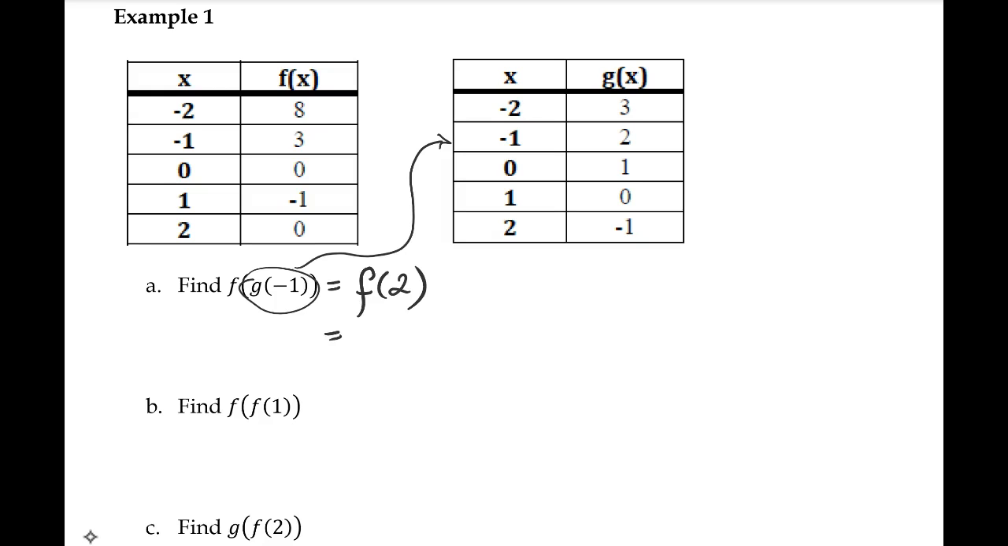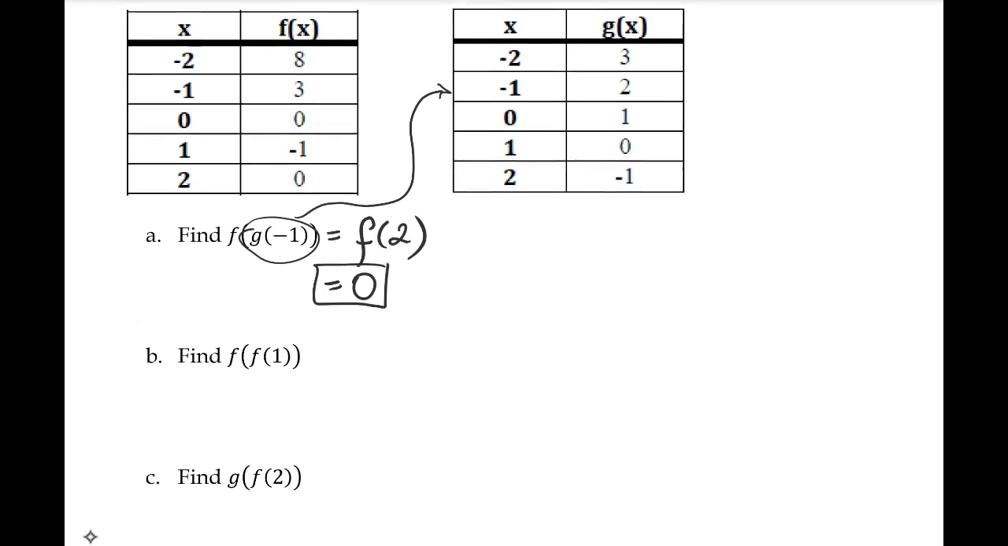Once I've got that, then I can look at my table of values for my function f and say when x is 2, because it's in place of where x should be in our normal notation. So 2, well, the output is 0. And so that would be my final answer. That's all there is to it. It's just a matter of putting one output in as the input of a new function.